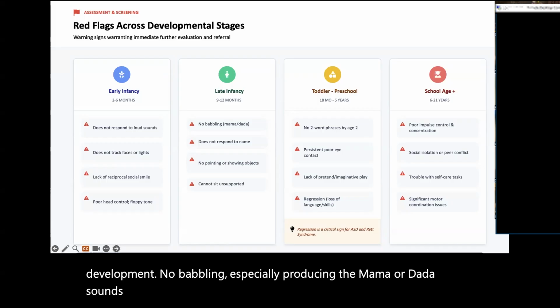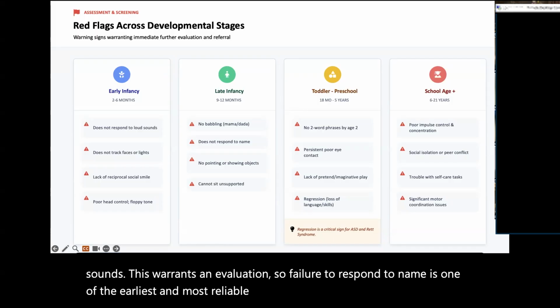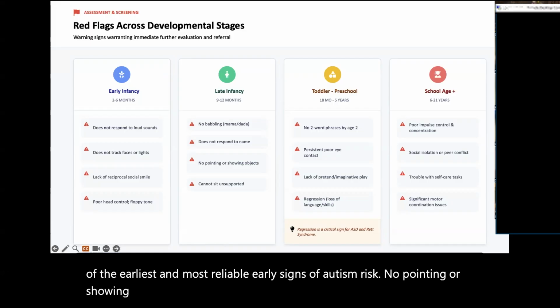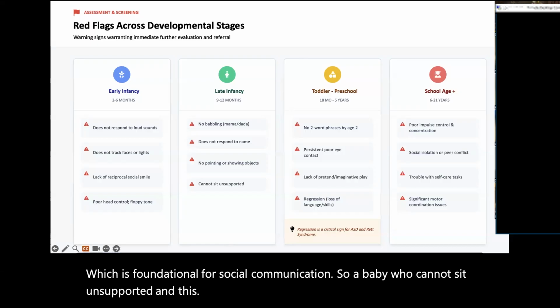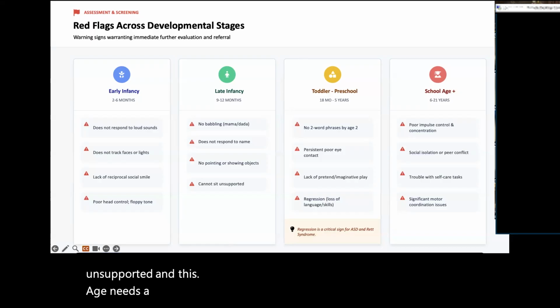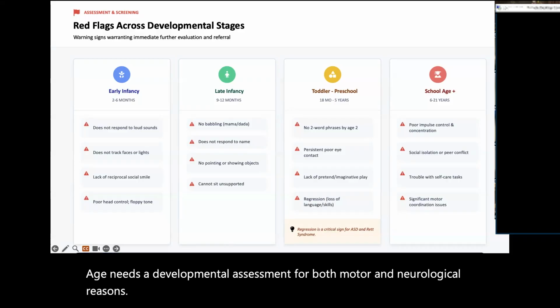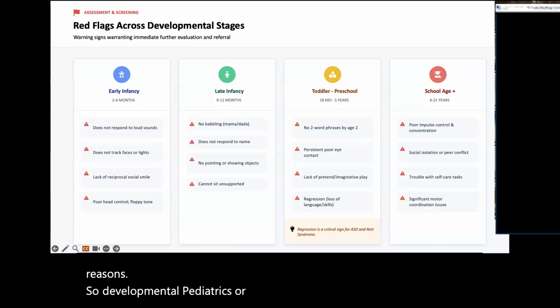This warrants an evaluation. So failure to respond to name is one of the earliest and most reliable early signs of autism risk. No pointing or showing objects suggests a delay in joint attention, which is foundational for social communication. So a baby who cannot sit unsupported at this age needs a developmental assessment for both motor and neurological reasons. So developmental pediatrics or developmental neurology is a subspecialty that can be of use here.